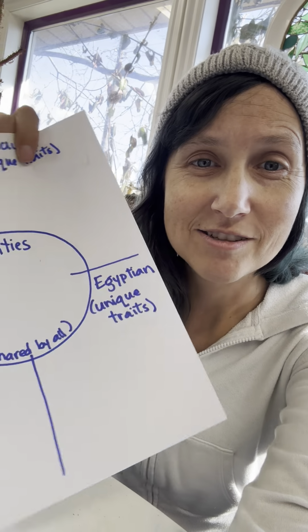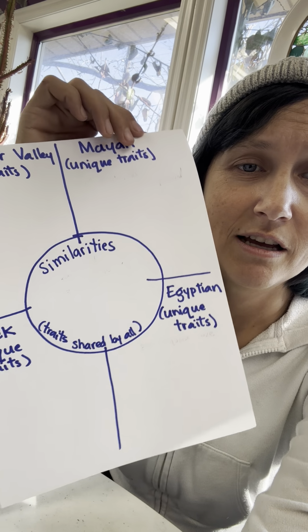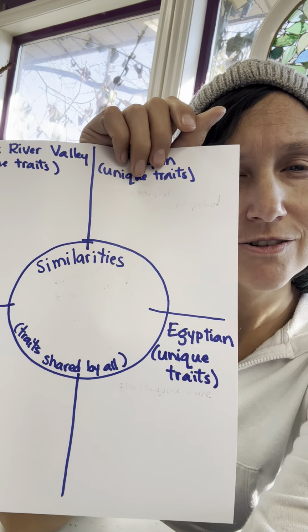So you should each have in front of you, it's your small group at your table. Everybody should have their own handout, and you can see it has each of our 4 civilizations listed: the Indus River Valley, the Mayan, the Egyptian, and the ancient Greek. And then in the middle, there's a circle for similarities. We'll get to that in a second.